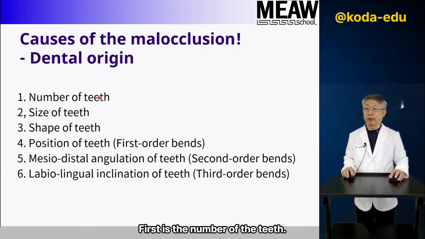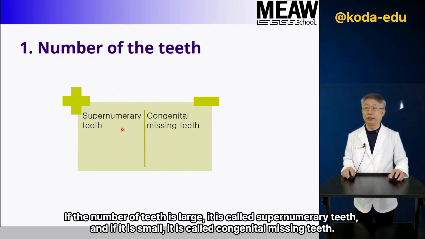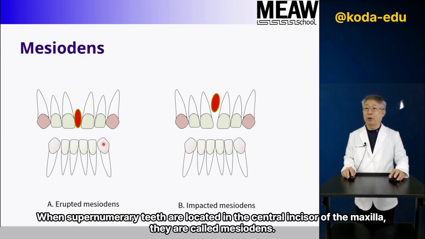First is the number of the teeth. If the number of teeth is large, it is called supernumerary teeth, and if it is small, it is called congenital missing teeth. When supernumerary teeth are located in the central incisor area of the maxilla, they are called mesiodens.